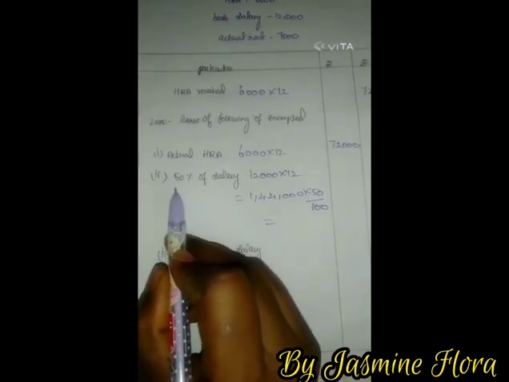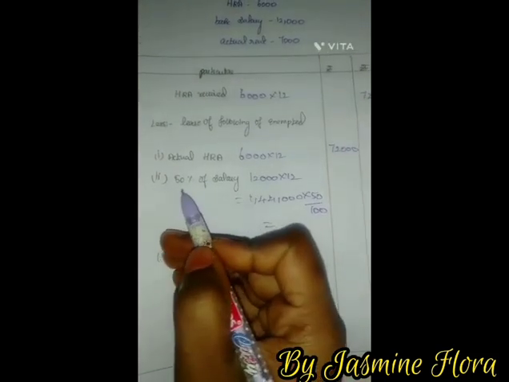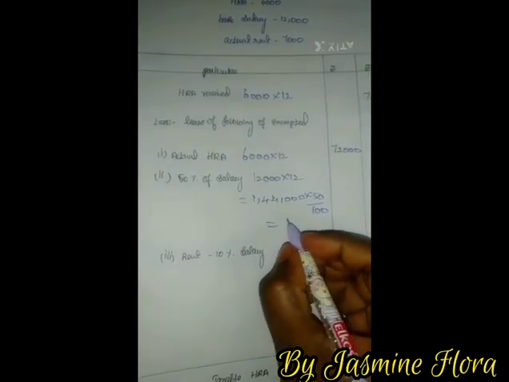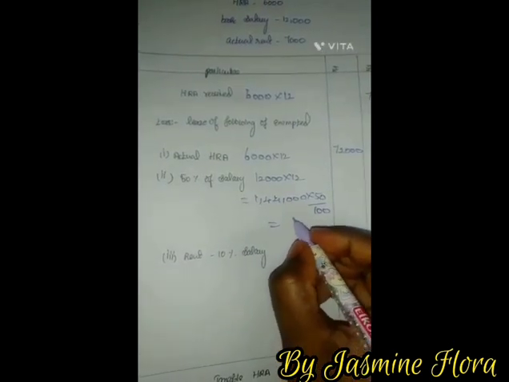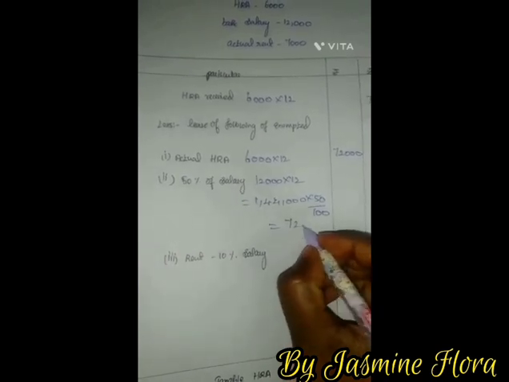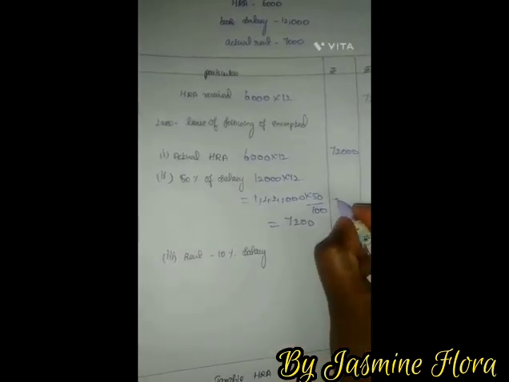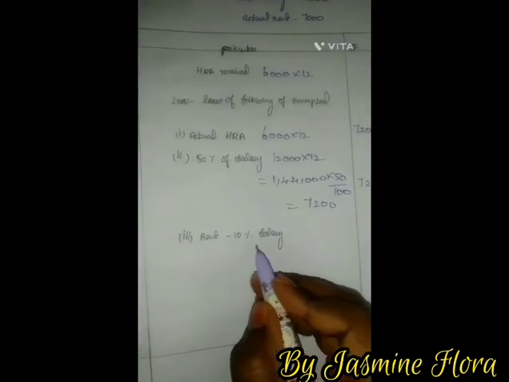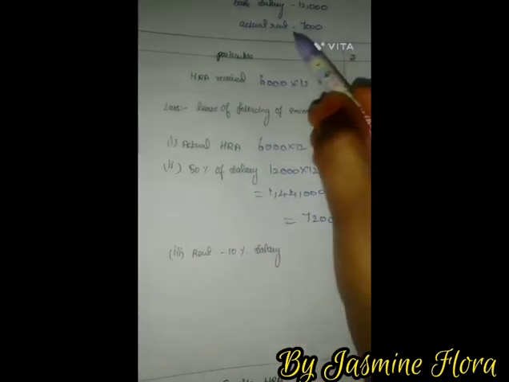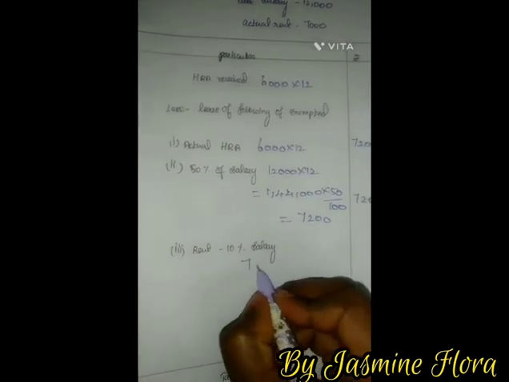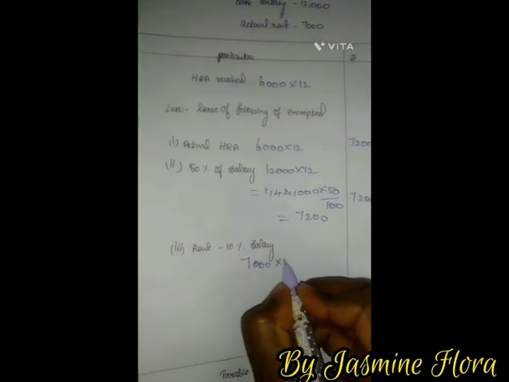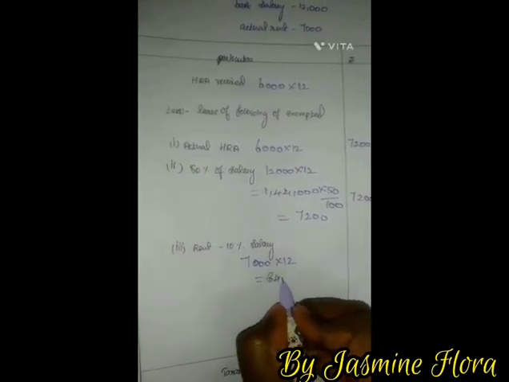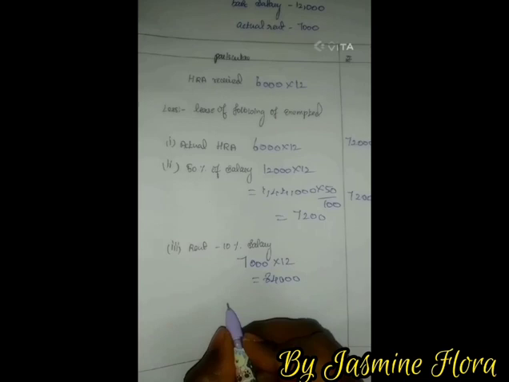Chennai, this is a metro city. 50% of salary equal to 7,200. Rent 7,000 into 12 months equal to 84,000.